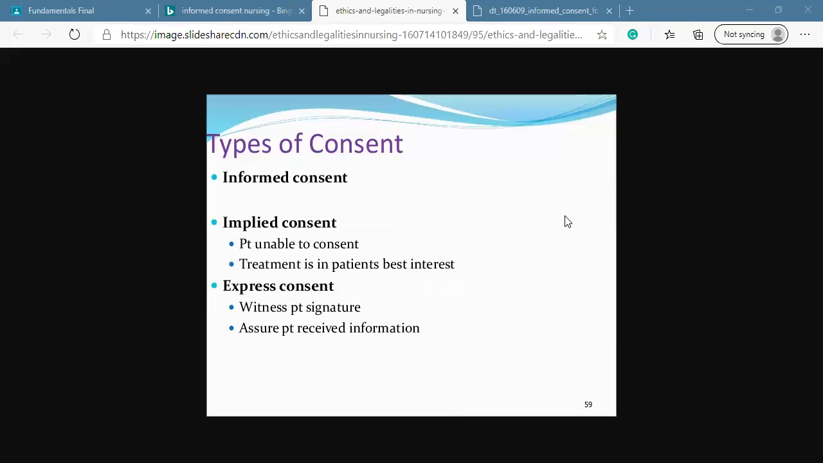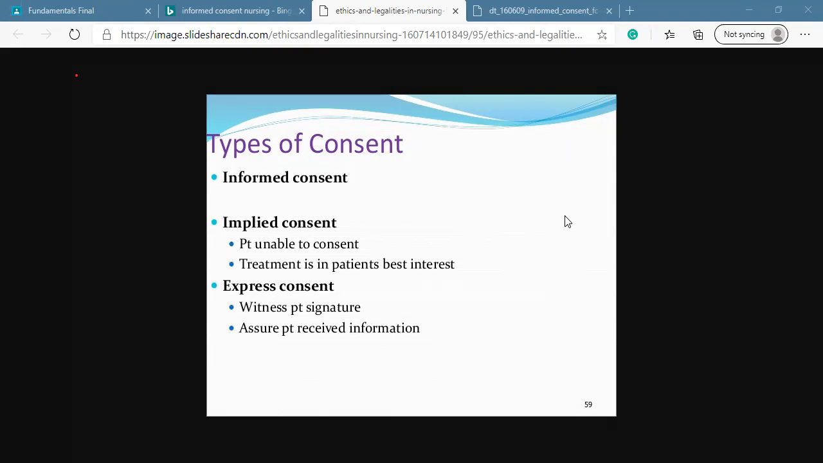So when we explain the procedure, risks and outcome, we also have to explain the alternative treatment options, right? It is the patient's choice what they like, but the healthcare provider or doctor has to explain and take the signature on the informed consent.